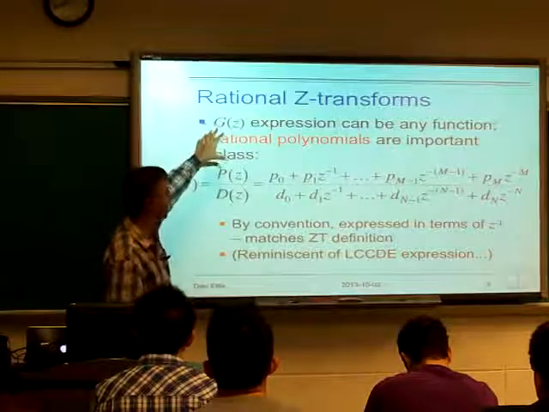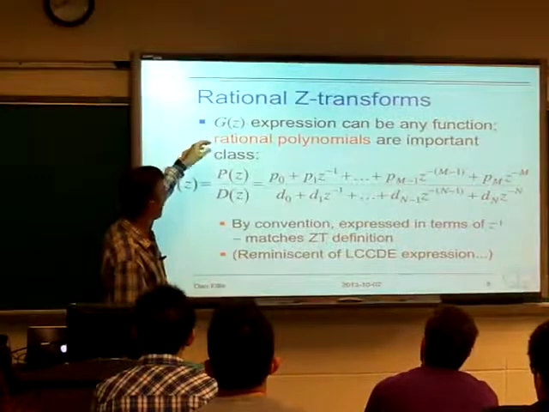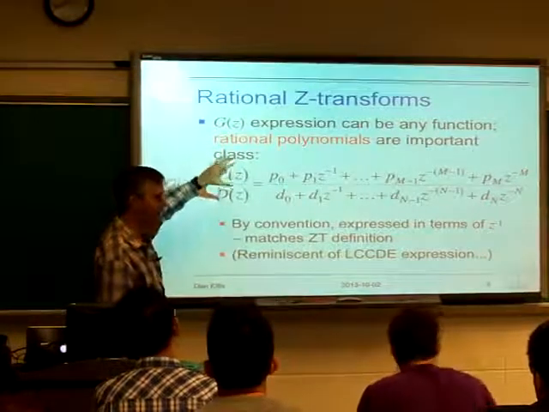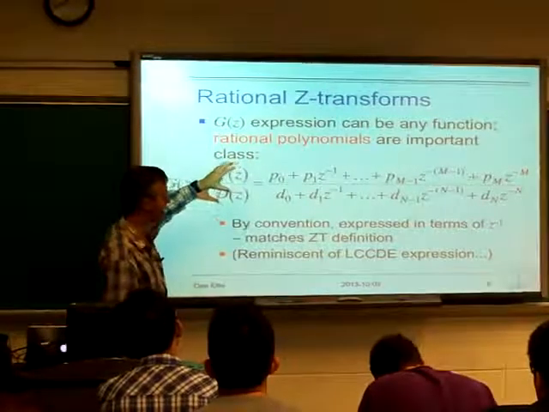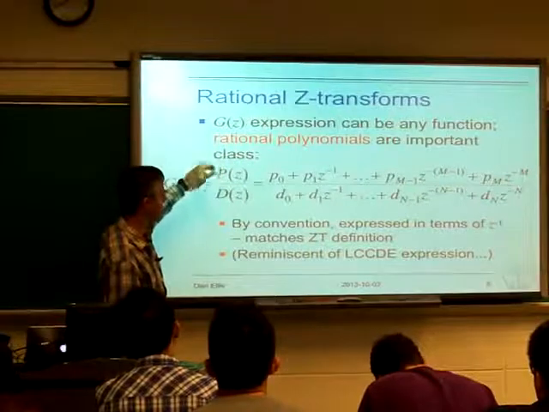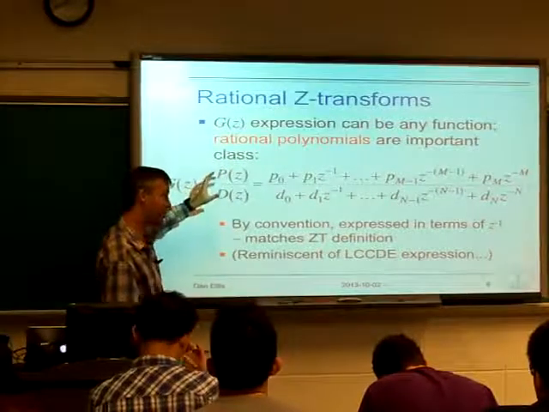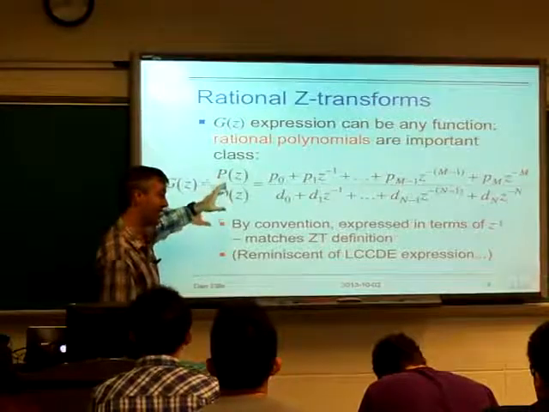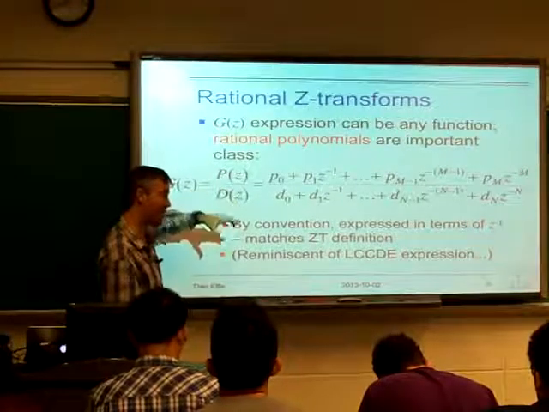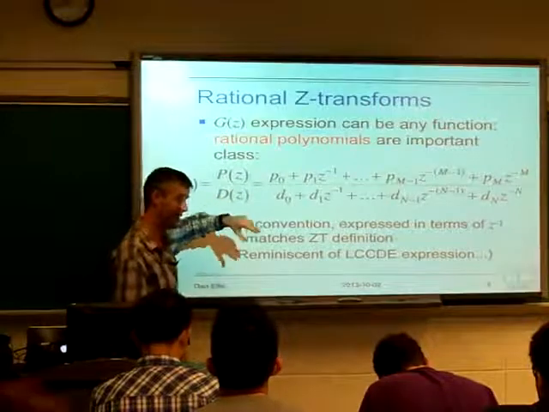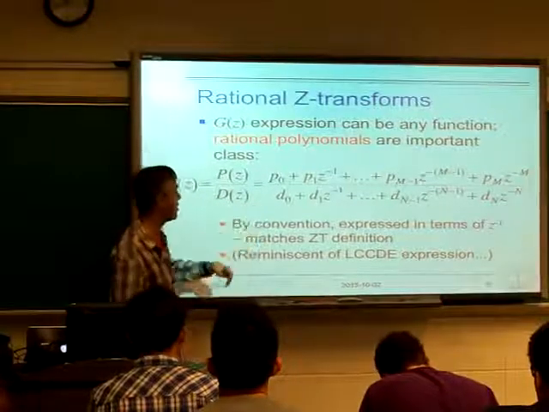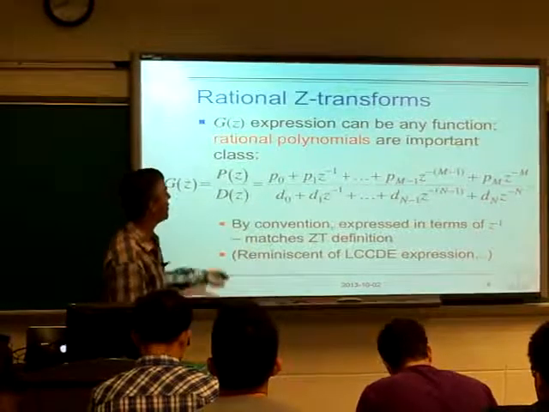So in general, G of Z could be anything, but the kinds of signals and systems we're going to deal with are going to be these ones that have rational polynomial Z transforms. You see, there I'm doing it. I'm calling it the Z transform, but it's actually the rational polynomial closed form expression for the Z transform within the region of convergence, which is a mouthful. So we say rational polynomial Z transforms, which means they're like this.